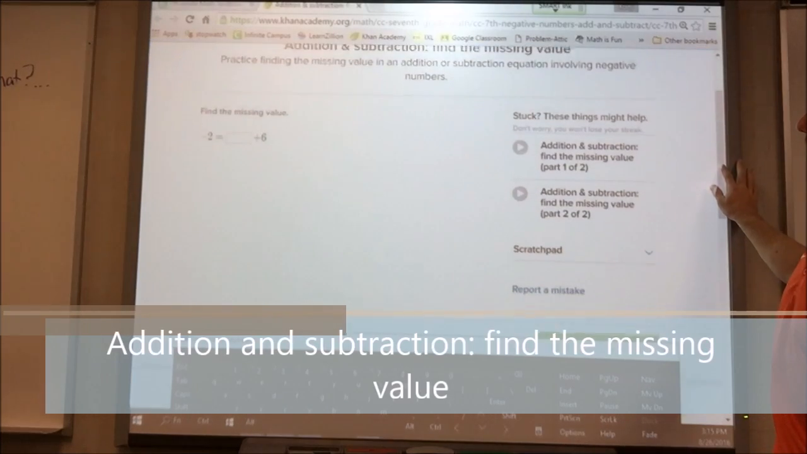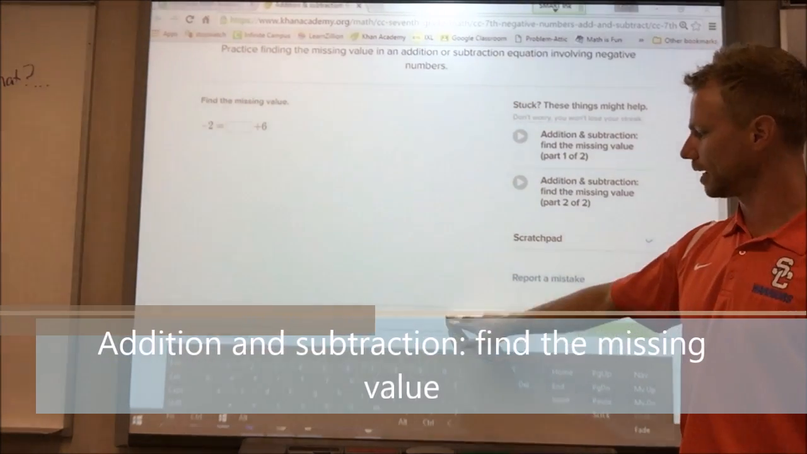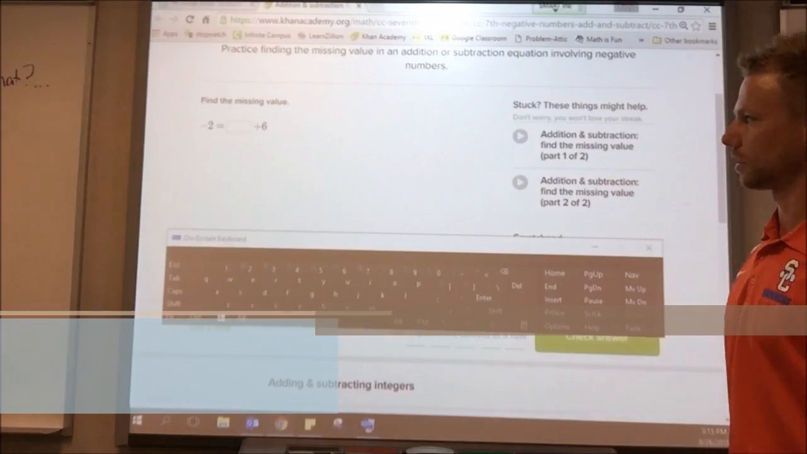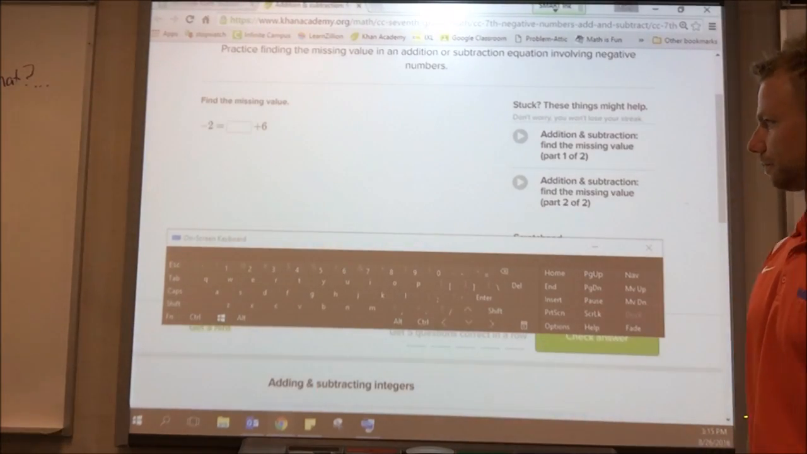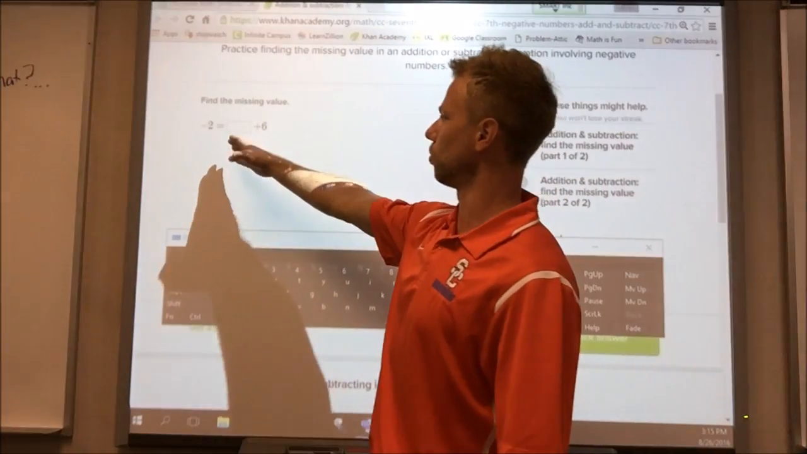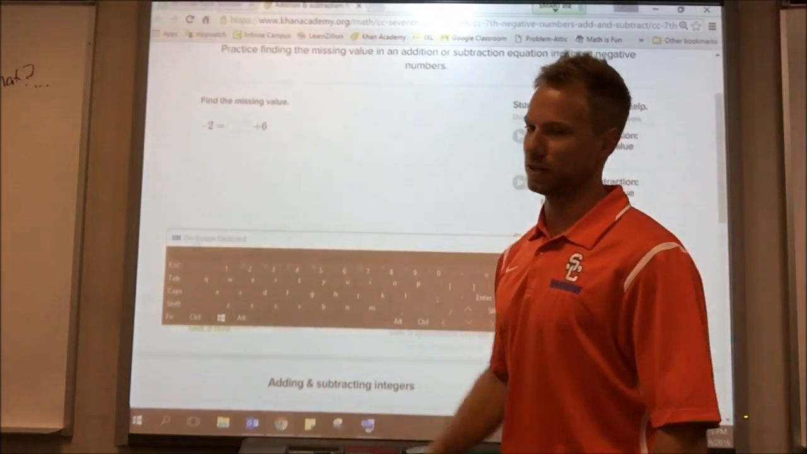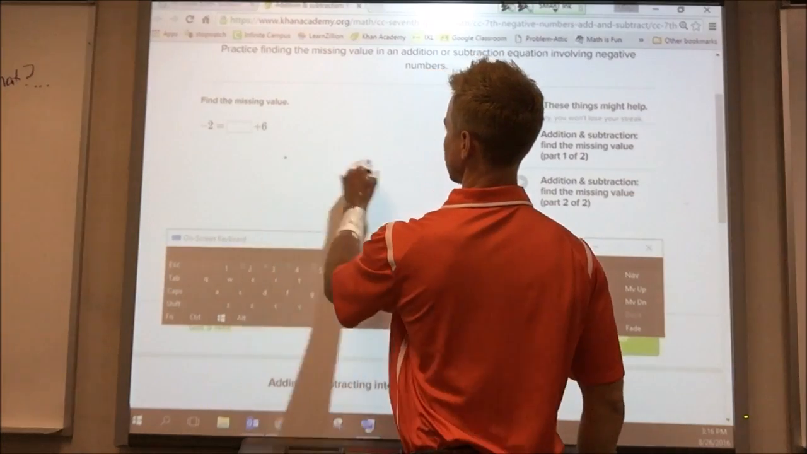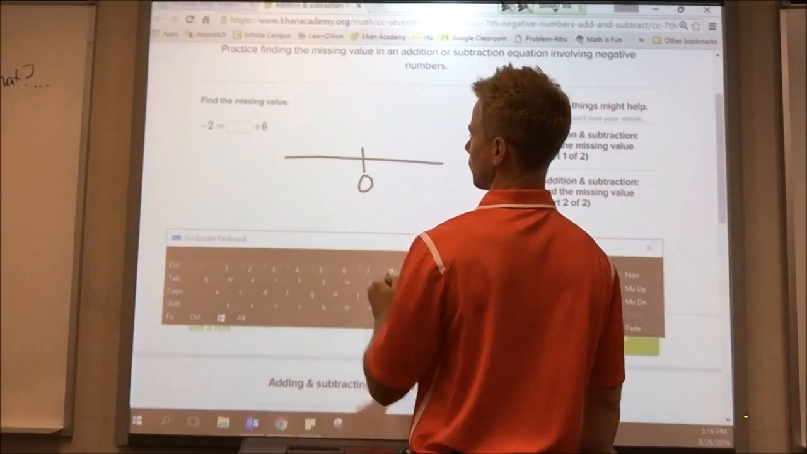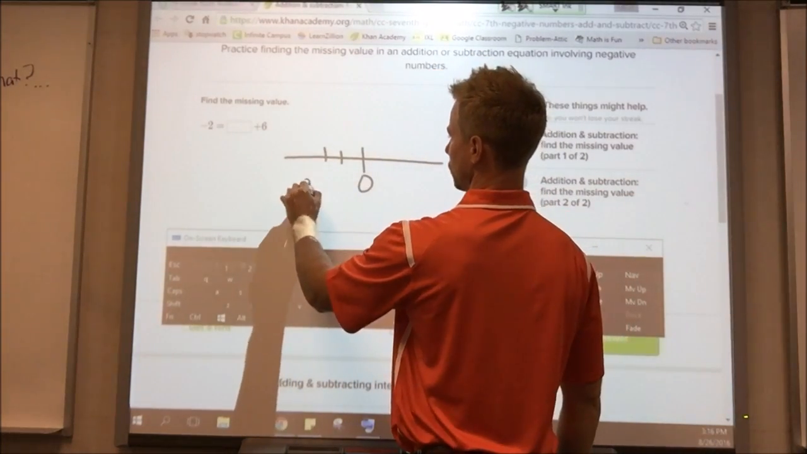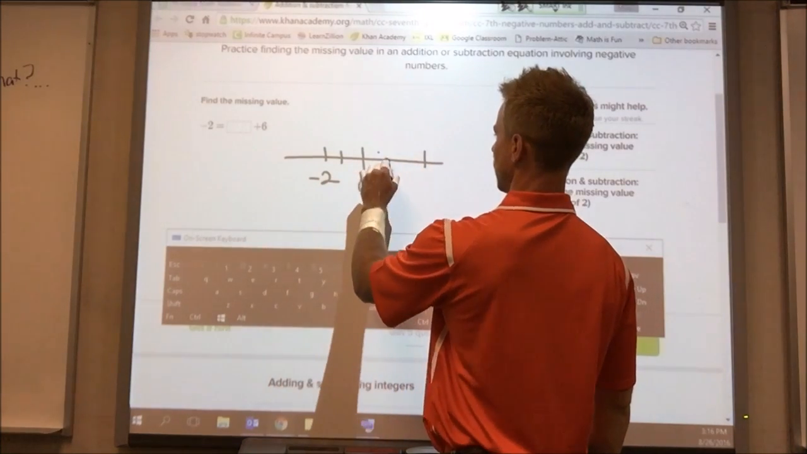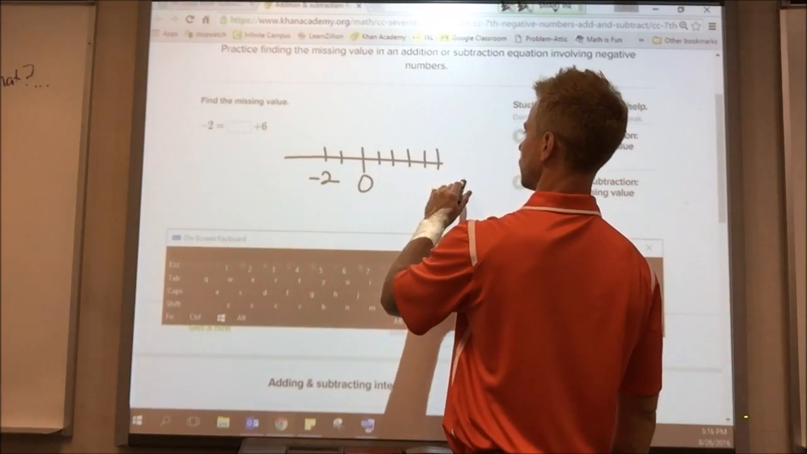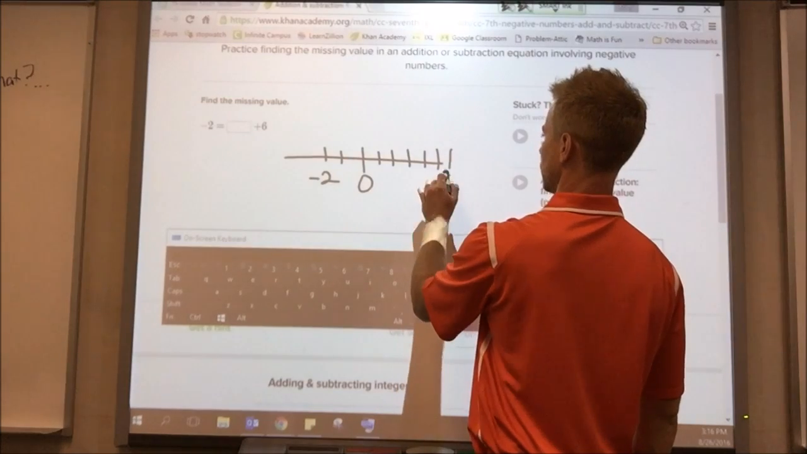Okay, and then our last link is find the missing value. So we're still applying the same rules, just that our problems look a little bit different. It says -2 equals something plus 6. For these, I would draw a number line. We're at -2, and we want to end up at 6.